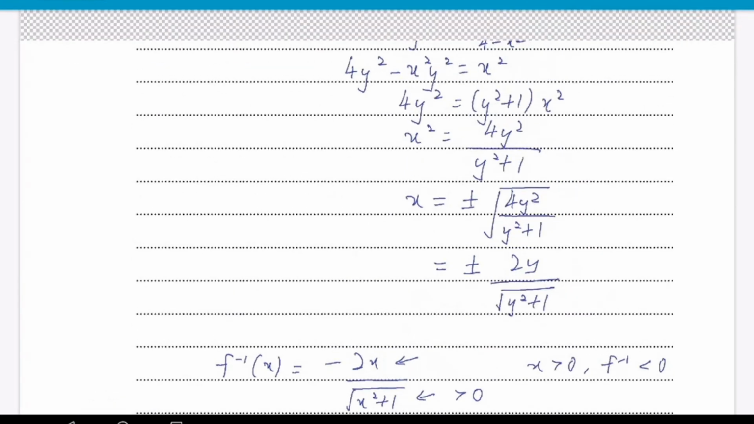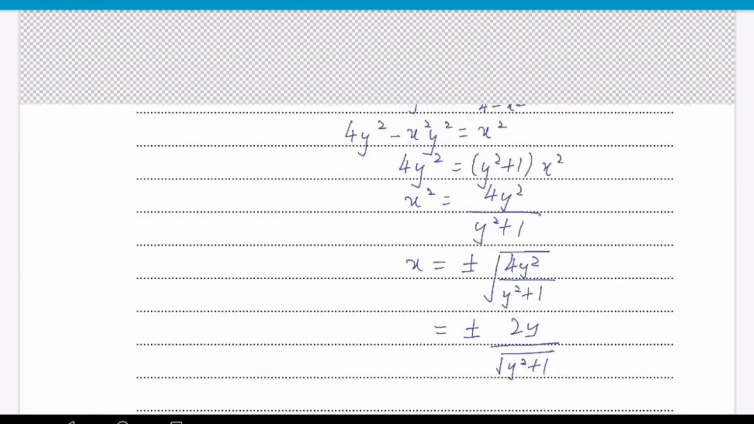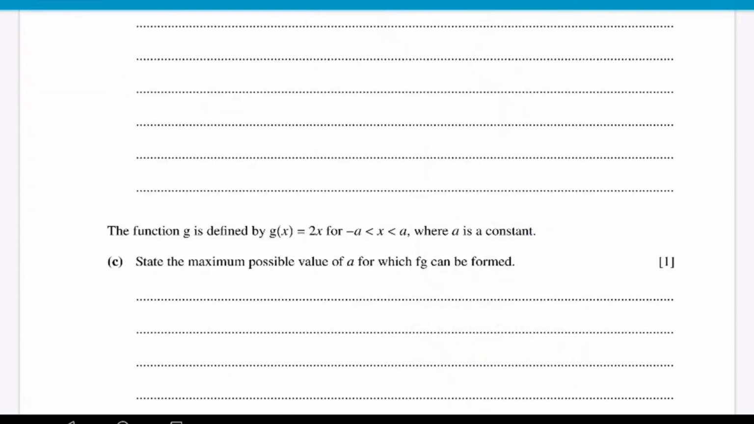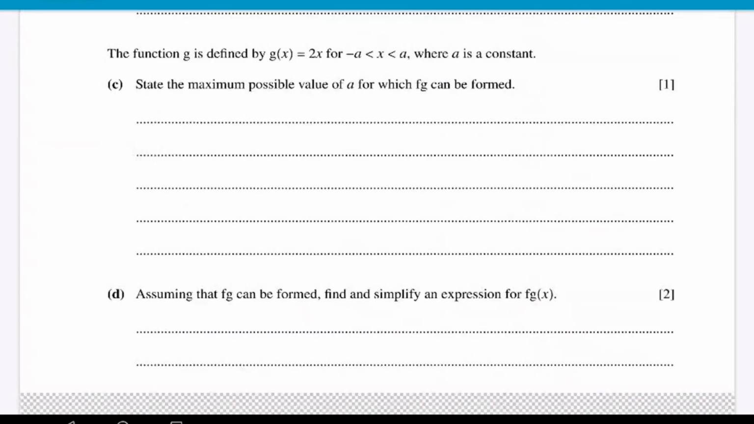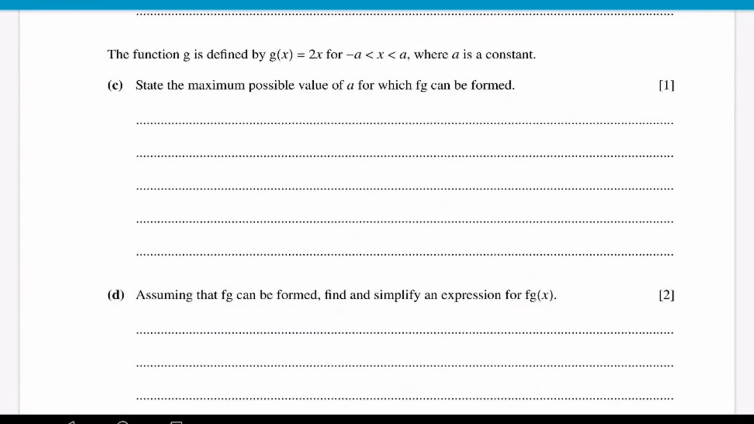So in the next part here, they give us two parts. Function g is defined by g(x) equals 2x for x in between negative a and a. We need to state the maximum possible value of a for which fg can be formed. So in this case, fg is like we are substituting, and we need the range of g to fit in the domain of f.